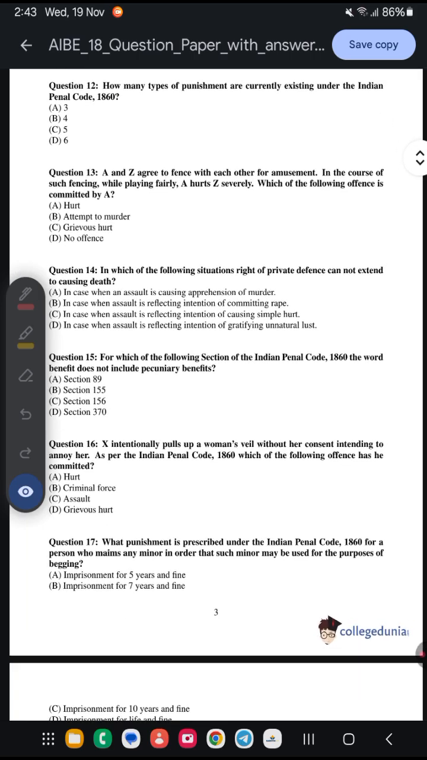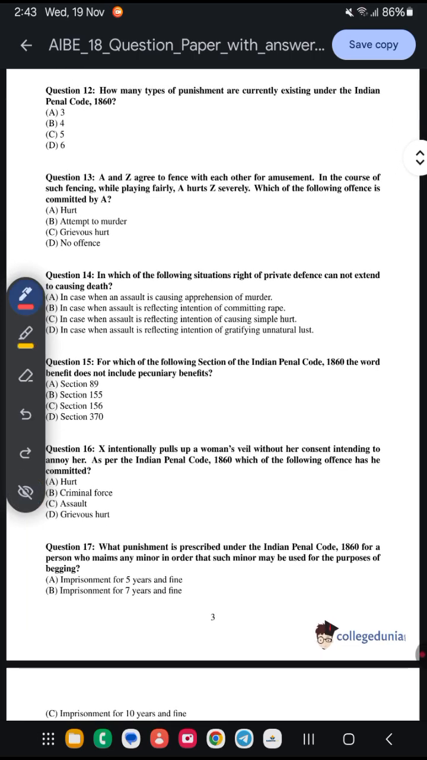So the next question is question number 12. How many types of punishments currently exist in India under the Indian Penal Code 1860? This is a very direct answer. The correct answer to this is 5. You can find this in the initial sections of the IPC itself. So this is the answer.